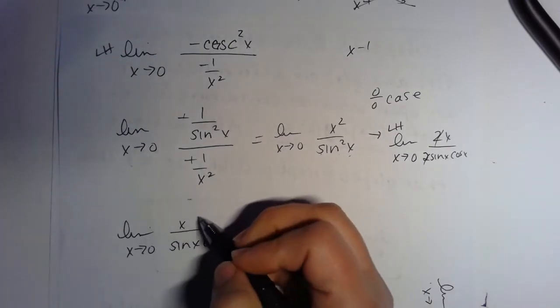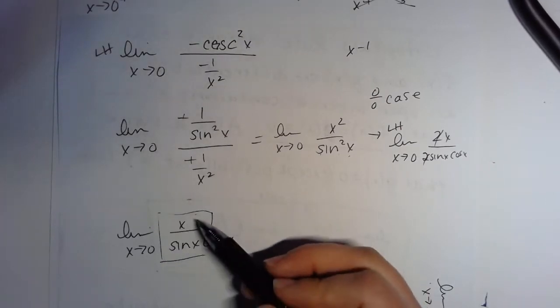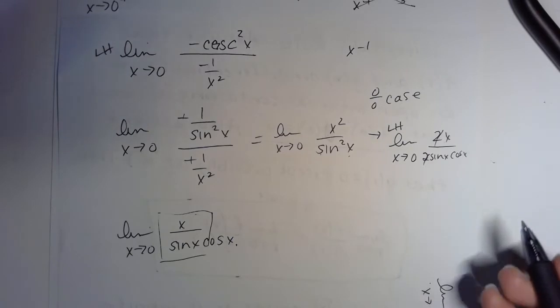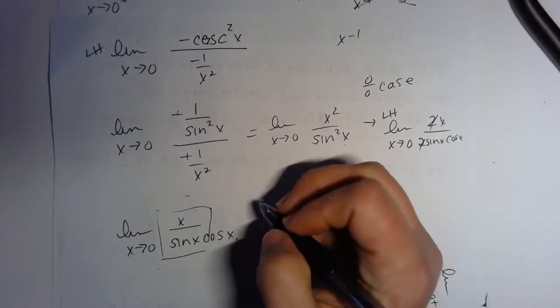So I could stop pretty much at any time because I know that that limit is 1 times 1, which is 1. But if I don't see it, I could use L'Hopital's rule one more time and go crazy.